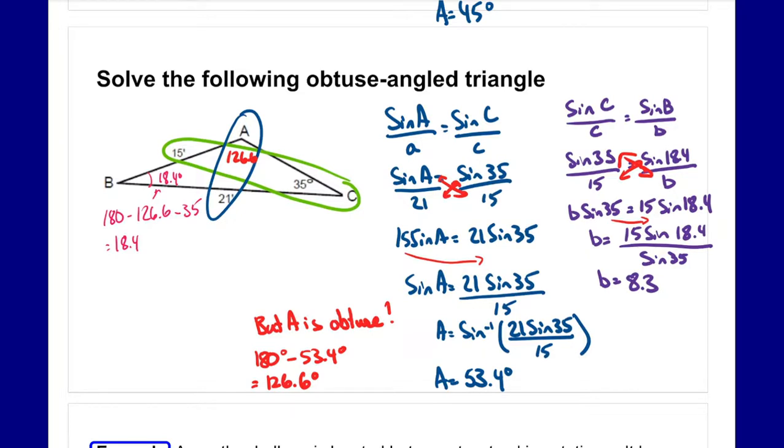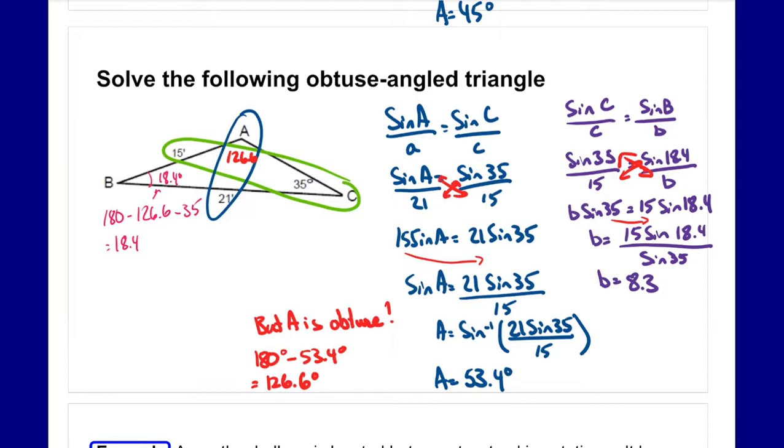That doesn't make sense. This is where something similar to what we looked at in the last lesson comes into play. In the last lesson, when we were looking at standard form, we saw that sometimes with sine, it doesn't quite give us the exact angle, but it gives us the supplementary angle to it. Basically, it gives us the angle that when you add it with the actual angle, you get 180 degrees. So, because we know that this angle is obtuse, we need to take the angle we found and subtract it from 180 to get the actual angle, which in this case is 126.6.